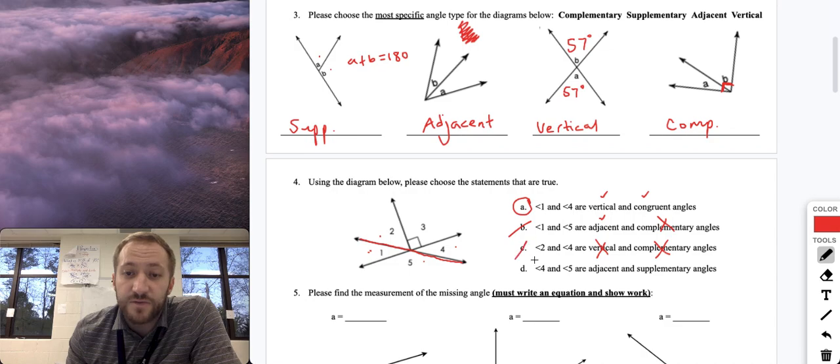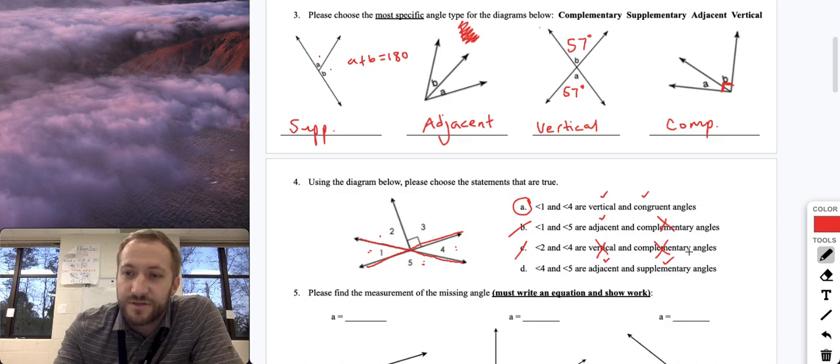Now let's look at the last one, angle 4 and angle 5. Angle 4, angle 5, they are adjacent. That's true, they're right next to each other, so that checks out. And they're supplementary. They're on a straight line. So yes, they are supplementary. That means when we add angle 4 and angle 5 together, we get 180 degrees. All right, let's look at the next one.